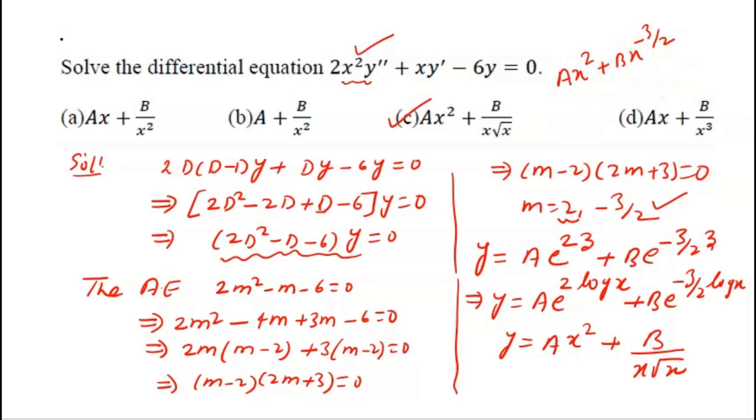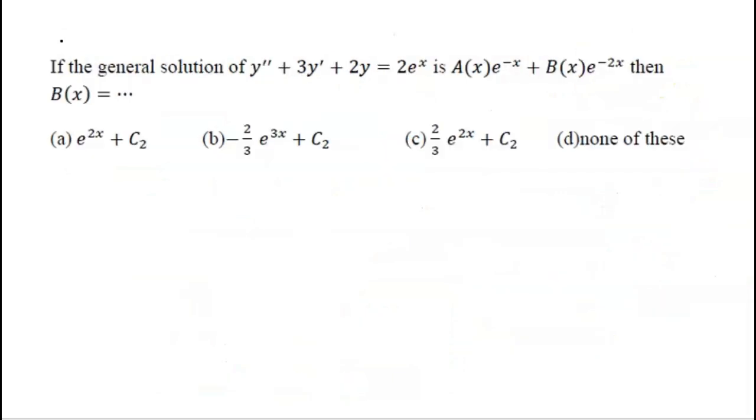Okay. Next, this is another question which is slightly different, and here we have to use the method of variation of parameter. If the general solution of this differential equation is given like this, then what is the value of bx? Okay, so first of all, if you have to solve this, you have to find the particular integral using the method of variation of parameter.